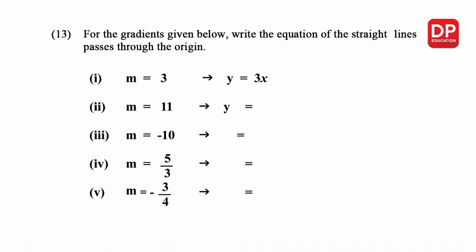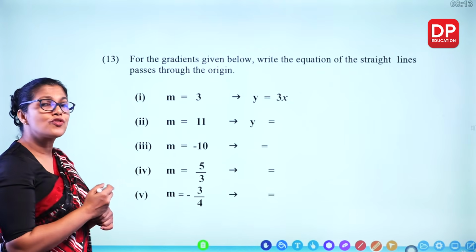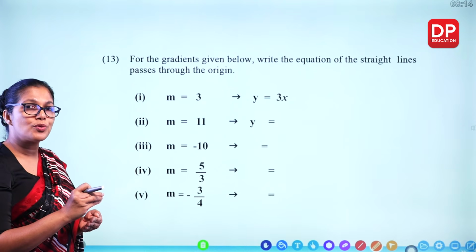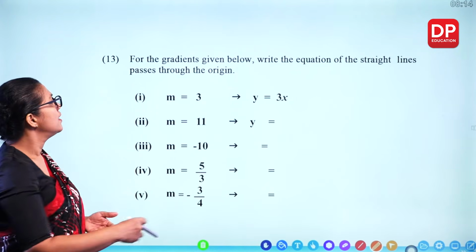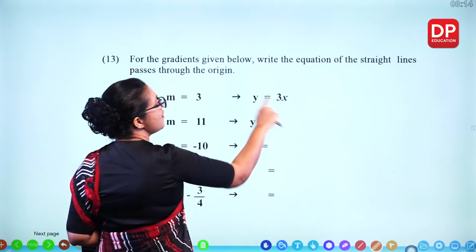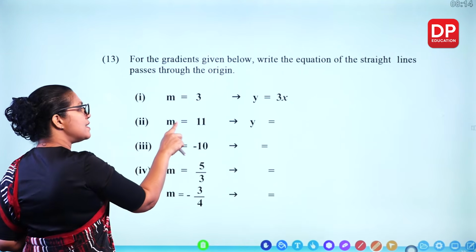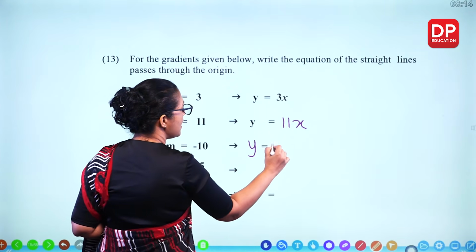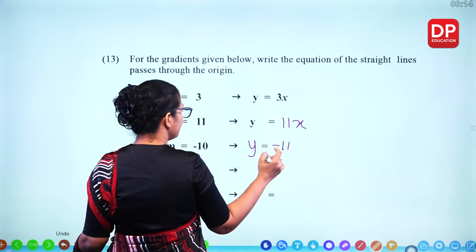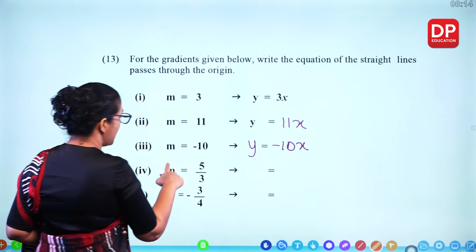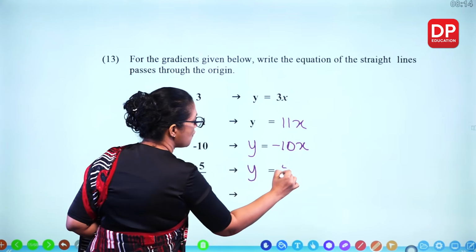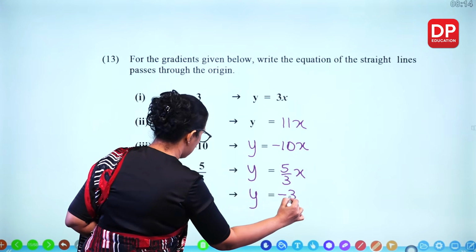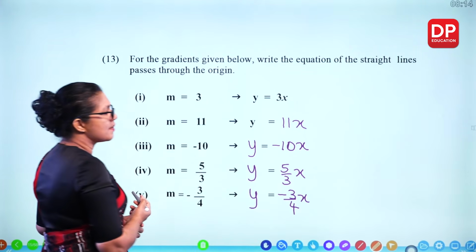For the gradients given below, write the equation of the straight line that passes through the origin. We know the general form of a straight line passing through the origin: y equals mx. M is given. So we can straight away write down the equation y equals 3x. M is 11, y equals 11x. M is -10, that means y equals -10x. And m equals 5/3 means y equals 5/3 x. M equals -3/4 means y equals -3/4 x.